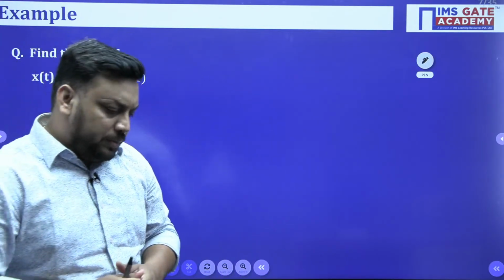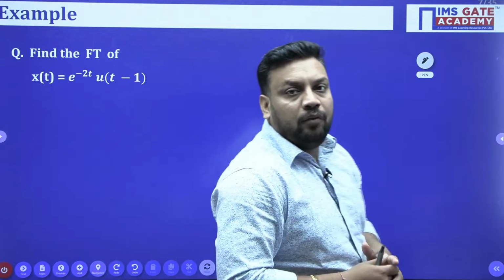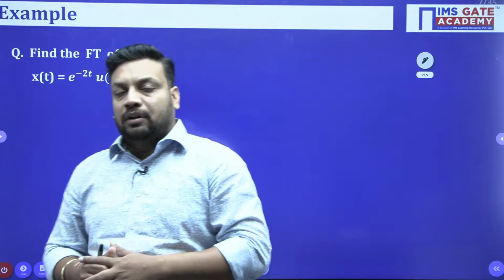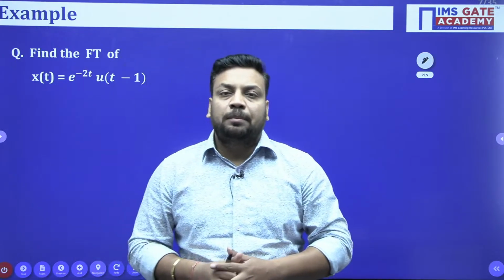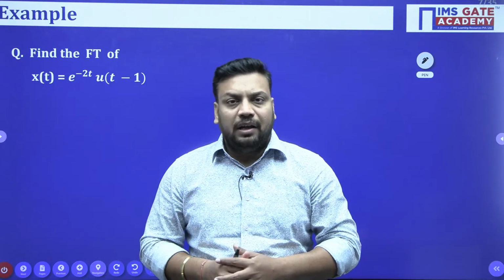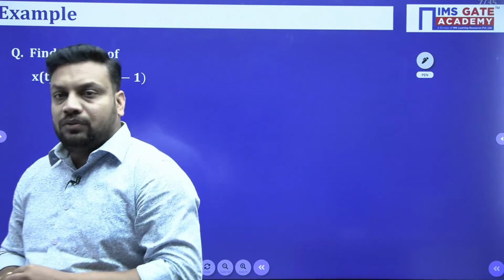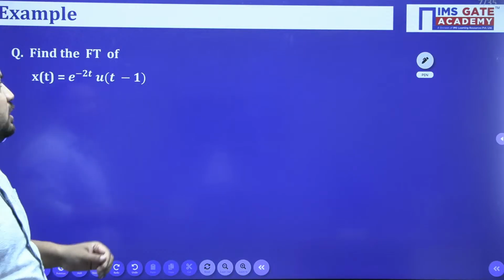Is this clear or not? Fourier transform of 1 is 2 pi delta omega. Fourier transform of delta t is 1. Is it clear, children? The Fourier transform of impulse is 1 and the Fourier transform of 1 is 2 pi delta omega. This is all about the last class revision. Just confirm whether everything is clear.